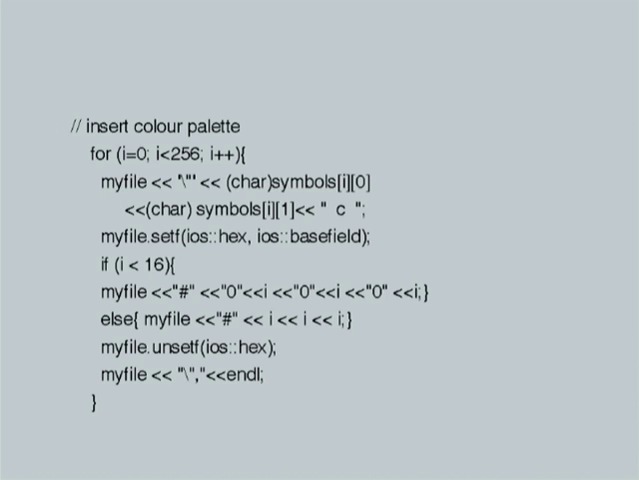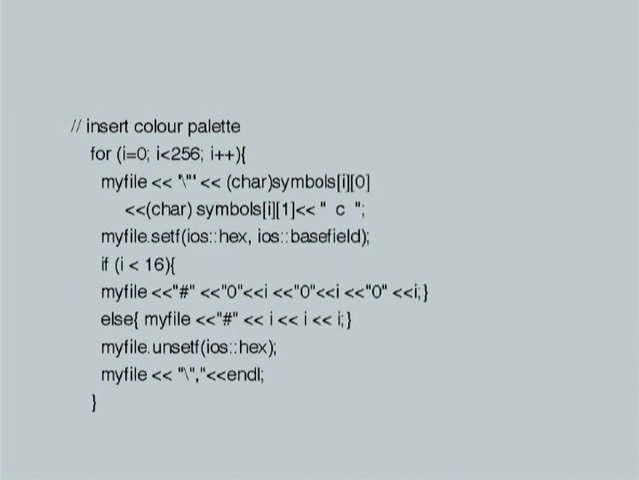If i is less than 16, I am actually forcing a 0 before every value of i. So the first 16 lines will contain 0000000, 0101010101, 0202, etc., 0f0f0f0f. Then we'll start 101010, which will naturally follow. In this way, I complete the entire color code or color palette insertion and end that with a semicolon, comma, and end. So all the rows are written like this.